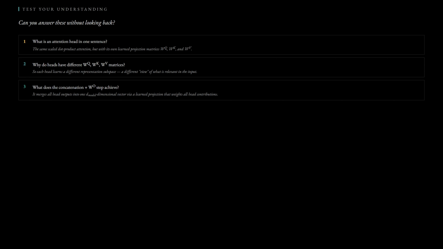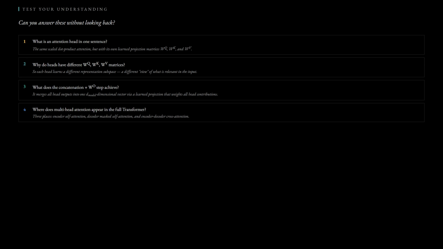What does the concatenation plus W_O step achieve? Concatenation places all heads' outputs side by side into one wide vector. The output projection matrix projects the vector back to d_model dimension, using learned weights that decide how to blend each head's contribution. This is not a shape-matching operation. W_O is a trained parameter that learns the optimal integration of the parallel views for the task at hand.